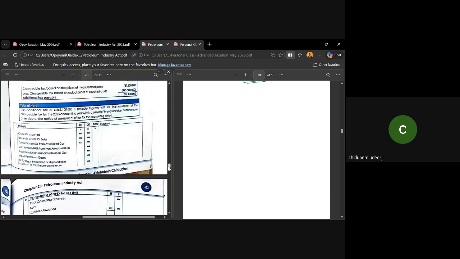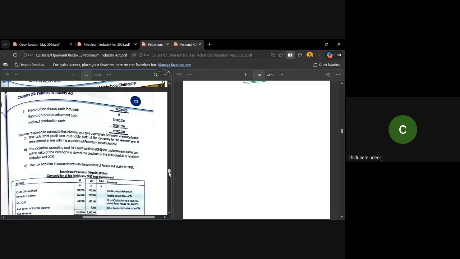Then eight is allowance for doubtful debts, included specific, general and bad debts written off. Okay, you are required to compute the following and give appropriate comments where applicable: the adjusted profit and taxable profit of the company, the adjusted operating cost of the company, and lastly, the tax liable in accordance with the provisions of the Petroleum Industry Act of 2021.